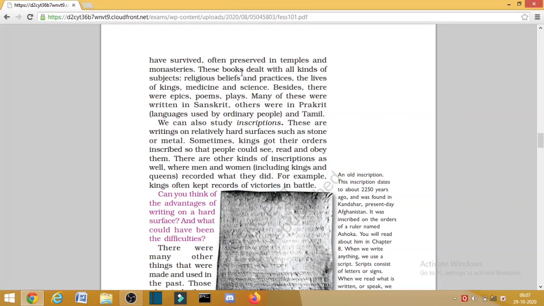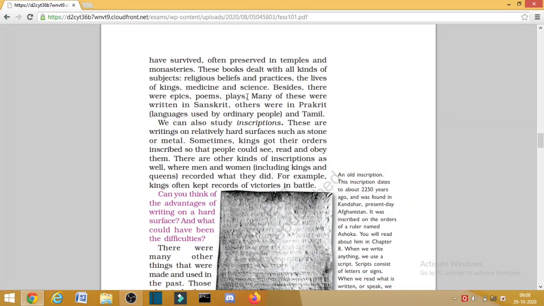These books dealt with all kinds of subjects: religious beliefs and practices, the lives of kings, medicine, and science. These are mentioned there. Besides, there were epics, poems, plays. Epics means religious books.